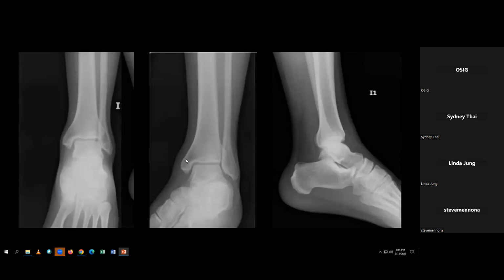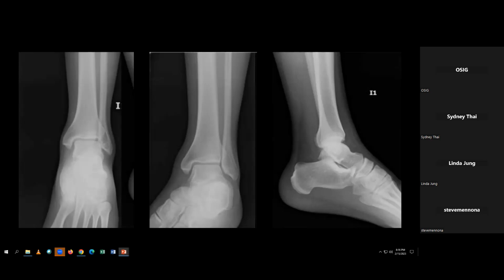tibia, which is projecting there, and then on the lateral you can see the posterior malleolus, just that jutting out area of the bone. So you can just say it's a bimalleolar fracture, which just means that two of them are fractured, which is super common. It's usually just the fibula and the medial malleolus, although you can sometimes get variations of that.